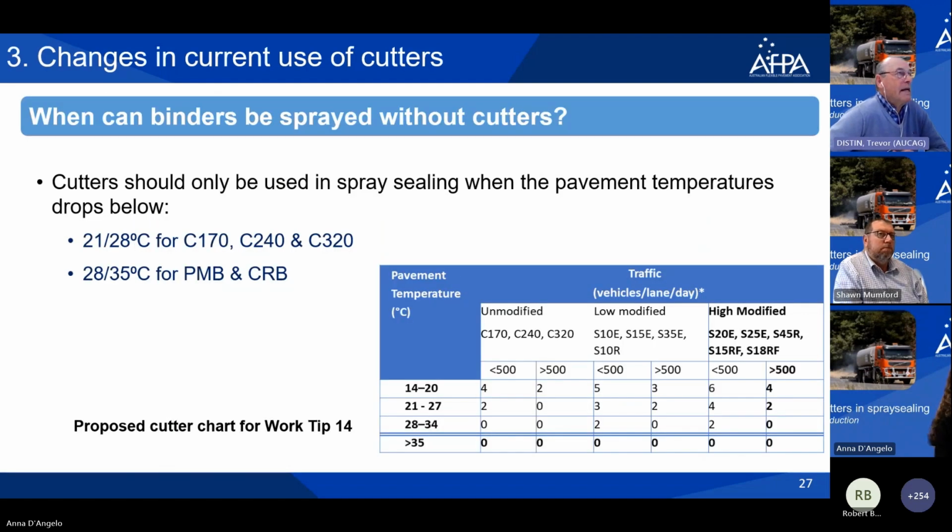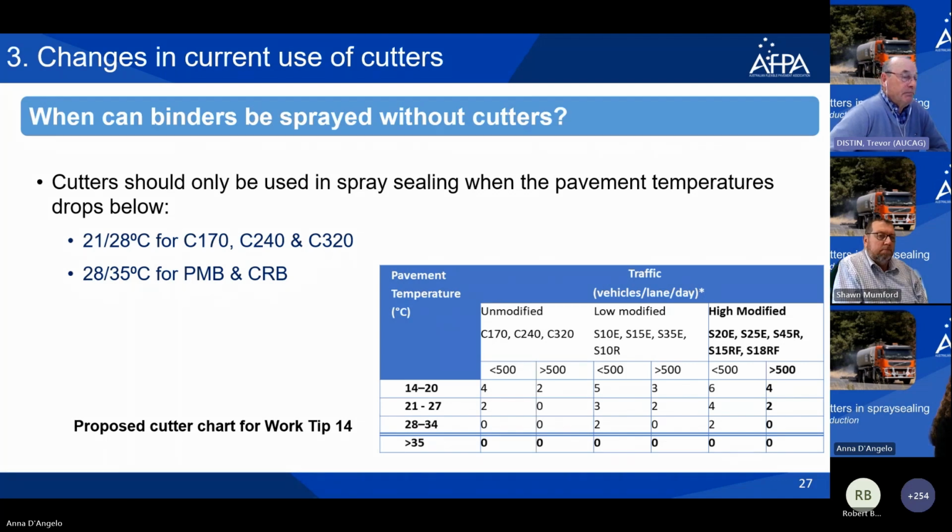So what we've done as an industry, and this is what our National Spray Sealing Committee have been considering, is look at the practices around different states by different companies and contractors. And what we recommend is good practice in terms of decisions around what is the minimum cutter level that you need to use in your binder for your spray seal, based on low and high traffic volumes and the type of binder you're using.